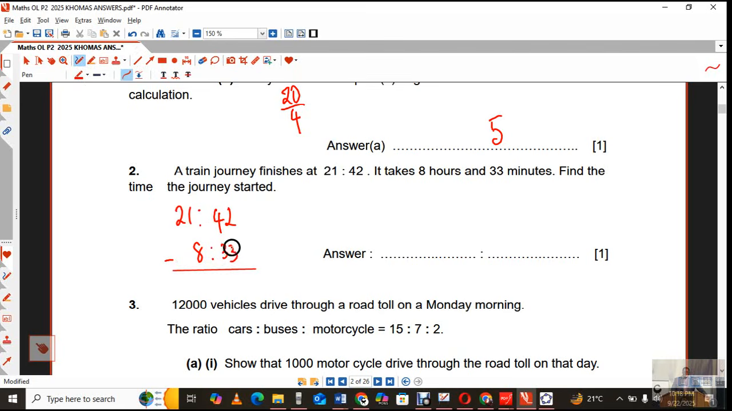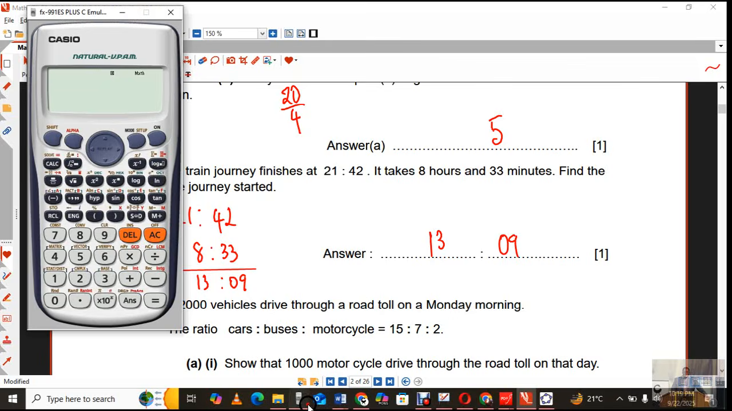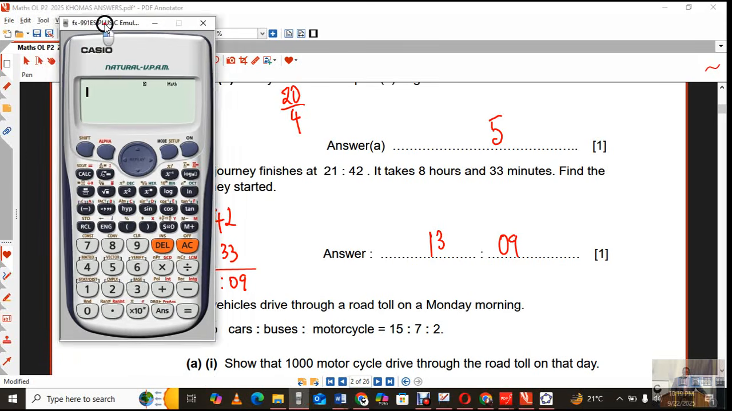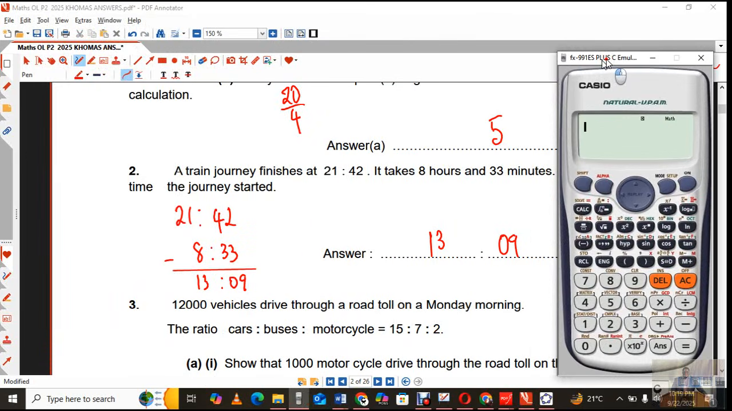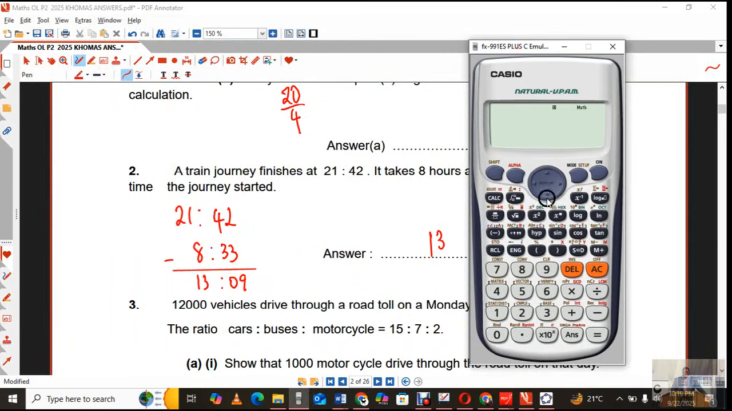Right, so whenever you subtract 33 minutes from 42, you're going to have 9 minutes there. And if you subtract 21, take away 8, well, that's going to give you 13. So the time that the journey started was obviously 9 minutes plus 1. Okay, you also have this button over here where you have hours and minutes and seconds.